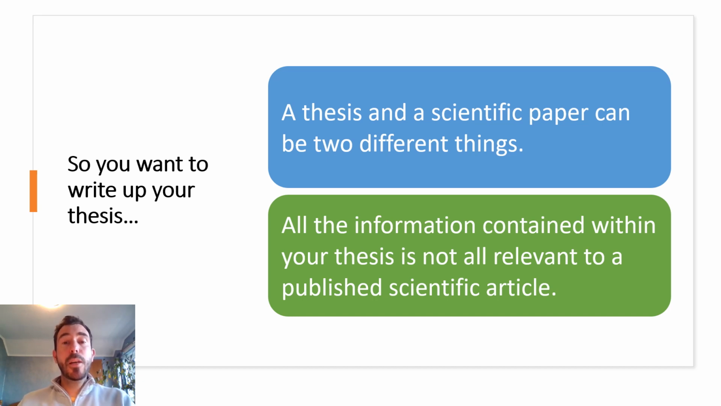So all of the information that is contained within your thesis is excellent for you achieving the requirements of your university course, but not all of it might be needed for an eventual scientific article. And in fact, if you have a range of hypotheses, a range of aims, and a really big data set, you might end up publishing more than one paper from your university research project.